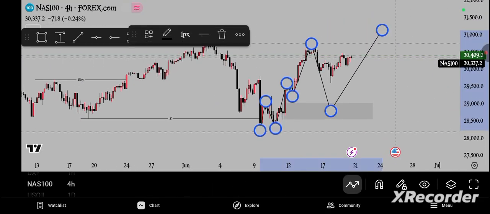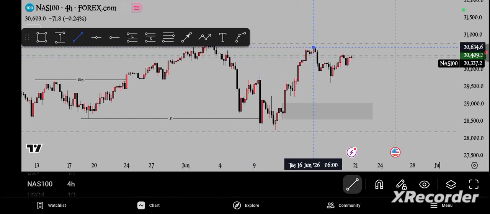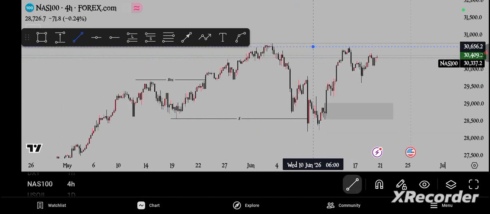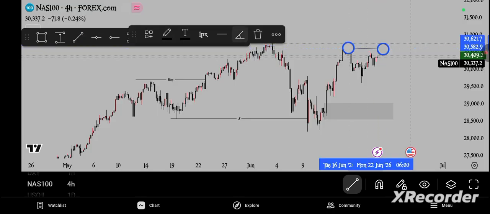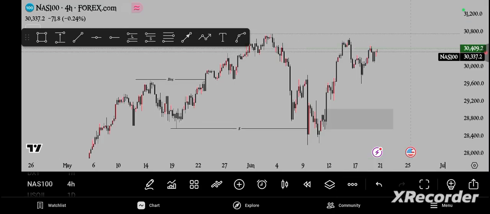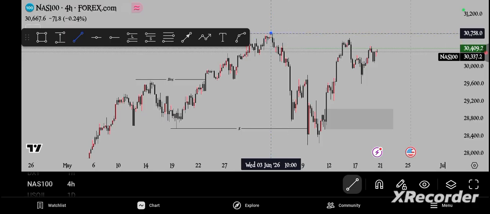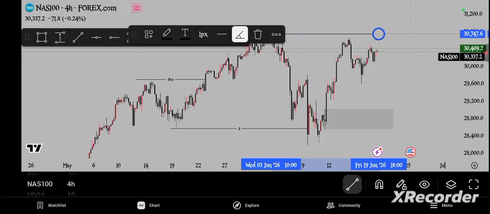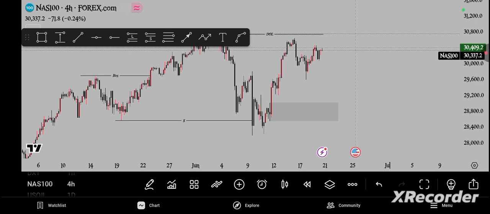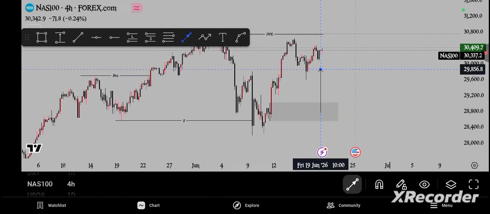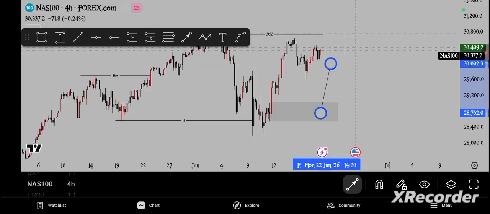So on our daily, on NAS100, my bias is what? Let's see if price would do us the mercy of coming down to our demand zone. This will be our draw on liquidity. This is what I expect from this.